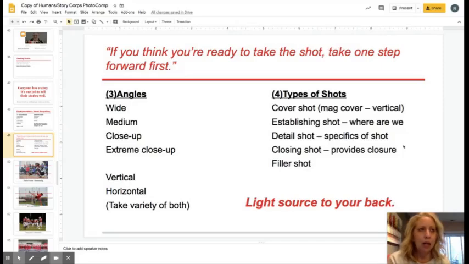The biggest thing is you want, especially if you're going outside in the sun, the light source to your back. So you want the light to your back. And rather than zooming in and compromising the photo quality, you want to take one giant step forward rather than zooming in. So when you think you're ready to take the shot, take one step forward.